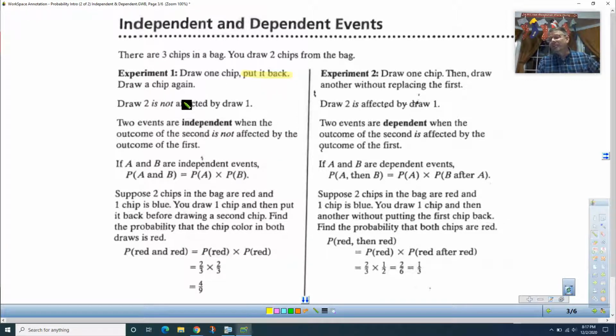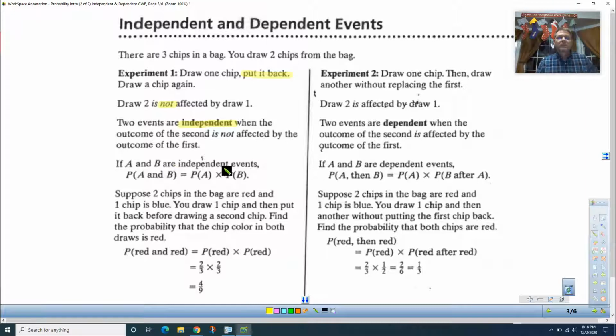Then we're going to draw another chip. We reach in, pull out a chip, write it down, put the chip back in, shake it up, and pick out another chip. Because we put the chip back, the second draw does not affect draw 1. They don't affect each other, so these two are called independent events, where the second thing is not affected by what happened previously. That's because we put it back, which is with replacement.